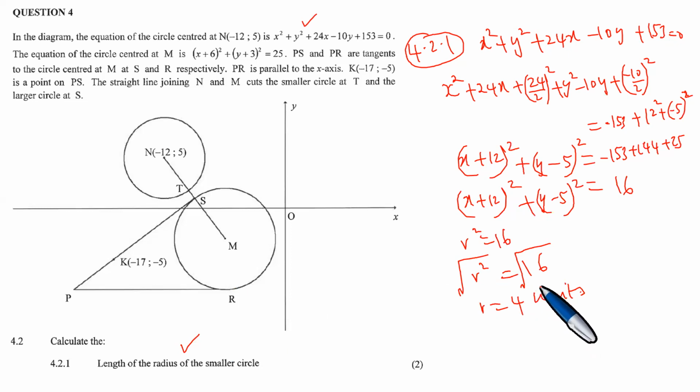What have we done here? We are learning from this question that given the equation of a circle, you can find the length of the radius of the circle. We have just done that. So just note that. Next question.